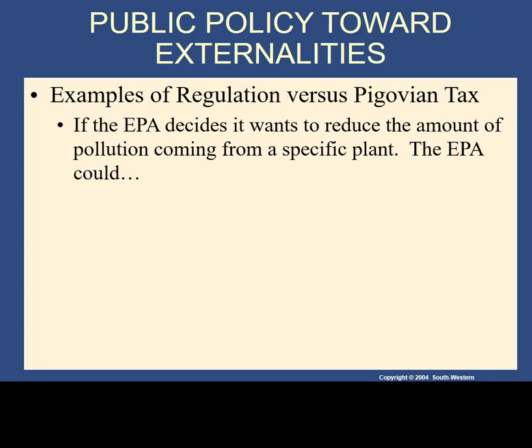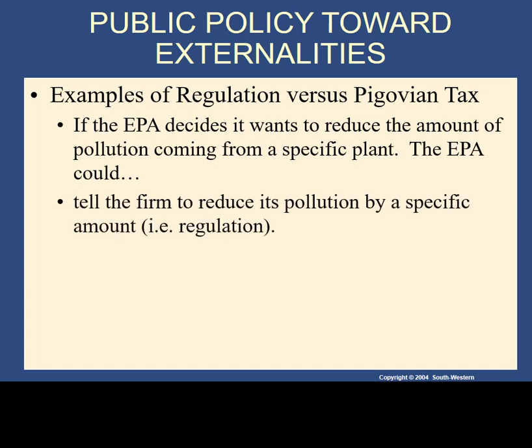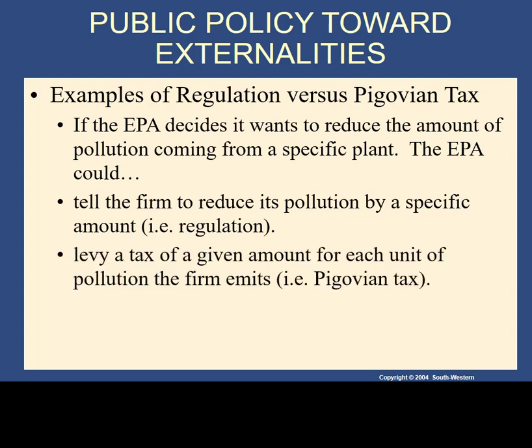So examples of regulation versus Pigovian taxes: if the EPA decides it wants to reduce the amount of pollution coming from a specific plant, the EPA could either tell the firm to reduce its pollution by a specific amount, which is regulation, or they could levy a tax of a given amount on each unit of the pollution that the firm emits, and that would be a Pigovian tax example.